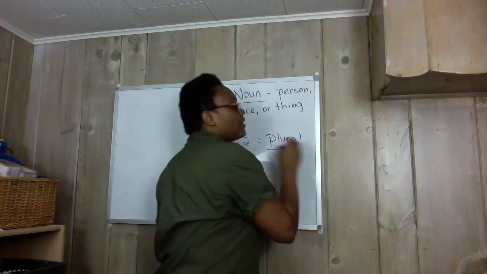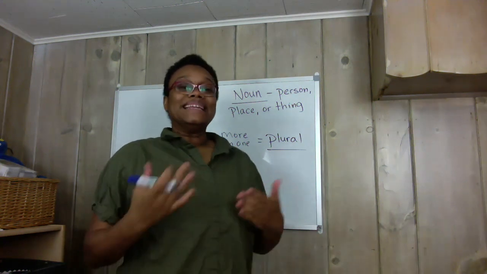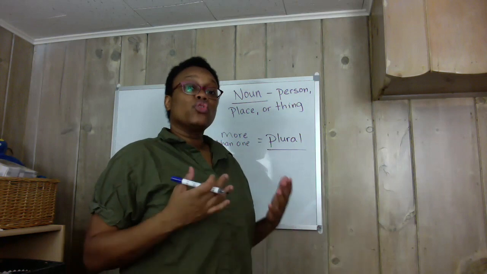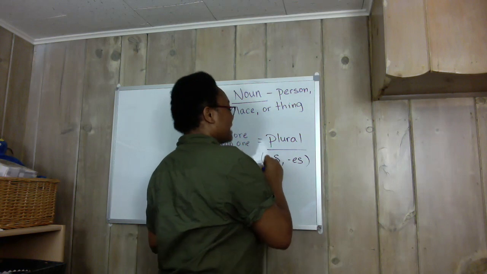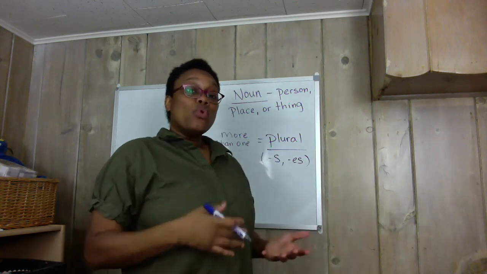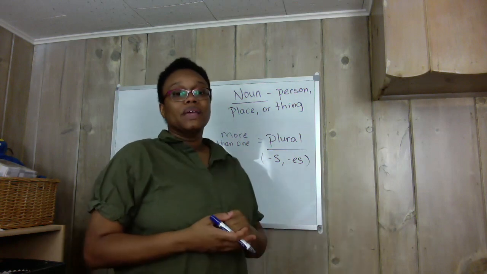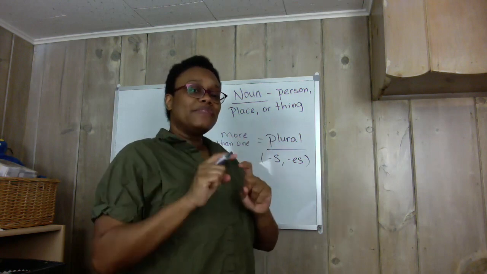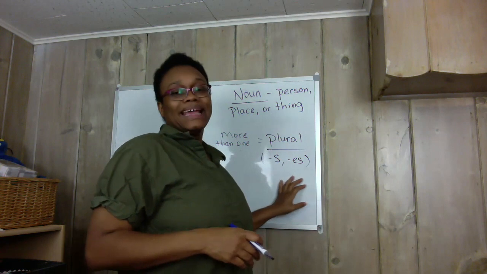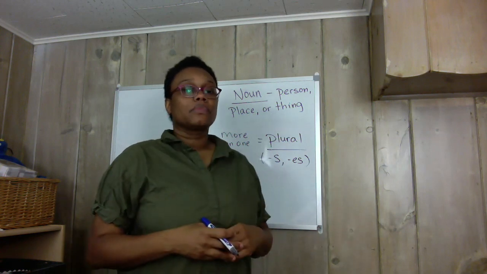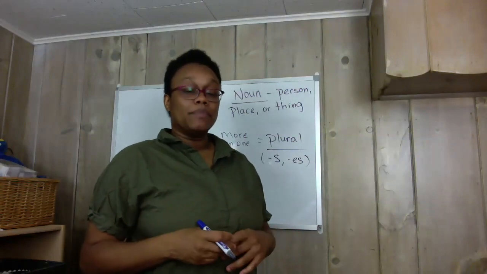Now, if I wanted to talk about plural nouns, there's something that needs to happen. In the English language, you're going to add an S or an ES at the end of the word in order for us to know that you're talking about more than one. Now, check out the video that goes specifically into plural and singular nouns and the rules in adding S or ES. I'm not going to specifically get into that right now, but I will give you some examples.